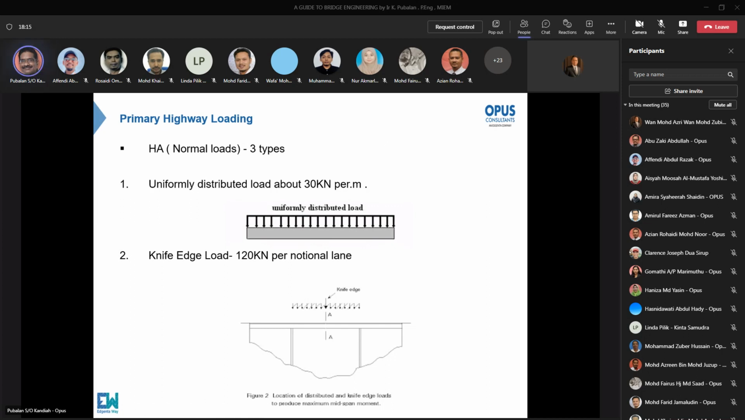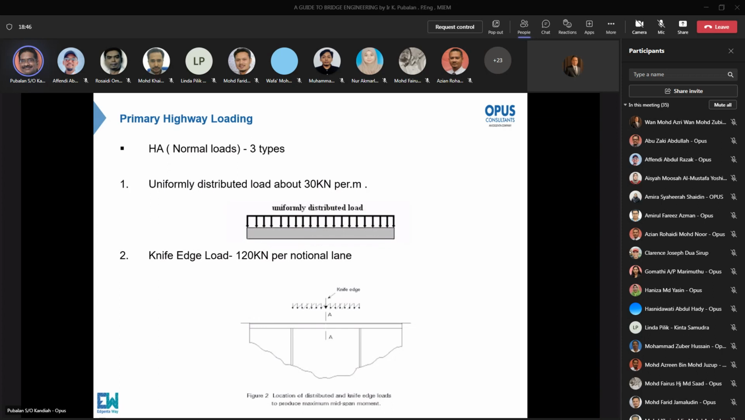So the knife will move on any part of the bridge. So the knife edge load is a fixed value. It's 120 kilonewton per notional lane. What is notional lane? Notional lane is defined with a certain width. You can have lanes 3.65, you can have lanes 4.2, you can have lanes 4.1, all different kinds of lane widths. So the notional lane has been defined in BS.